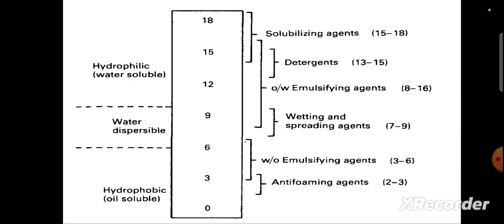For O/W emulsifying agents, it lies between 8 to 16. Wetting and spreading agents lie between 7 to 9. W/O, meaning water in oil emulsifying agents, lie between 3 to 6. Anti-foaming agents lie between 2 to 3. Here the scales for HLB values are noted down.